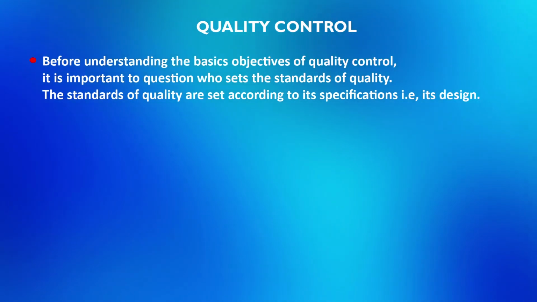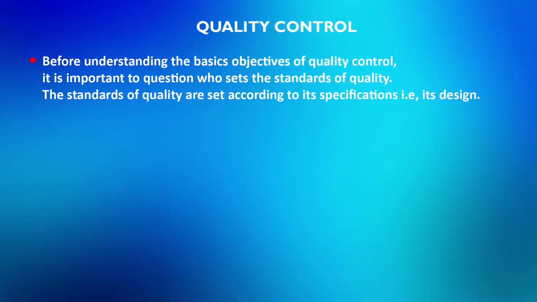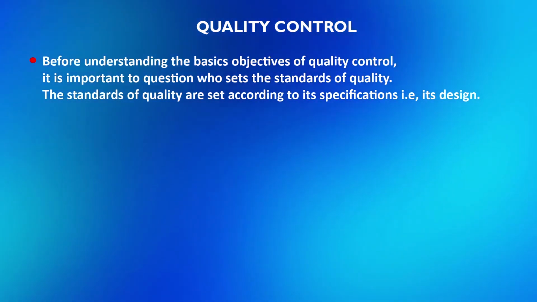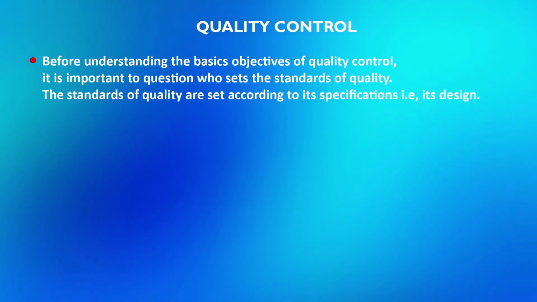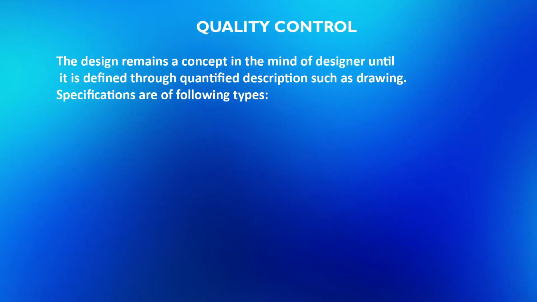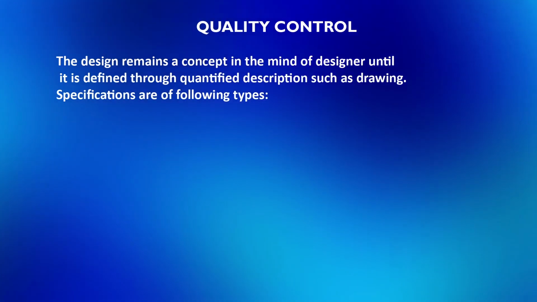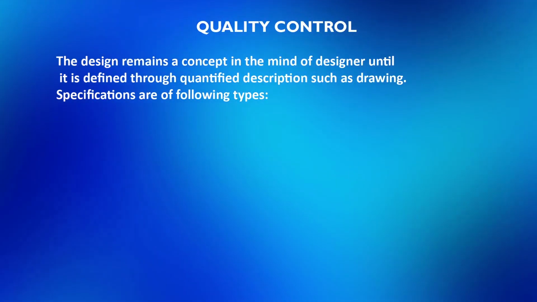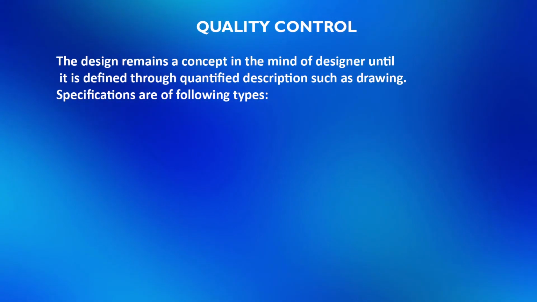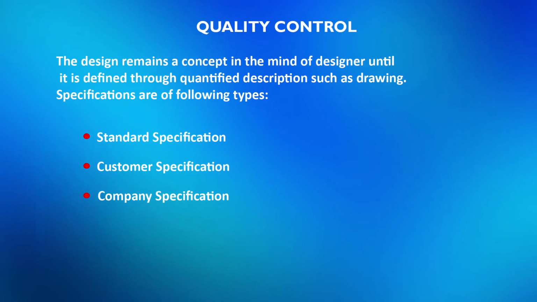Before understanding the basic objectives of quality control, it is important to ask: who sets the standards of quality? The standards of quality are set according to the specifications, that is, the design. The design remains a concept in the mind of the designer until it is defined through a quantified description such as a drawing. Specifications are of the following types: standard specification, customer specification and company specification.